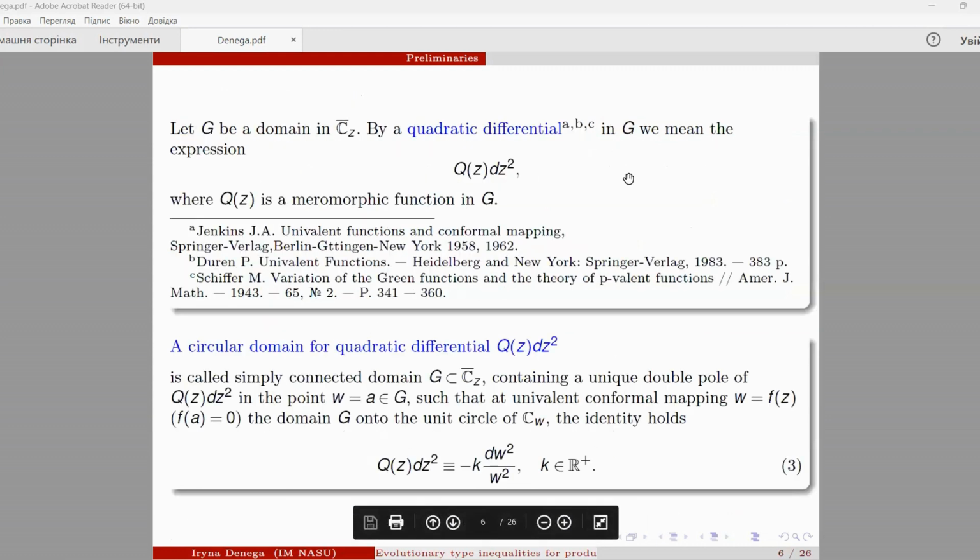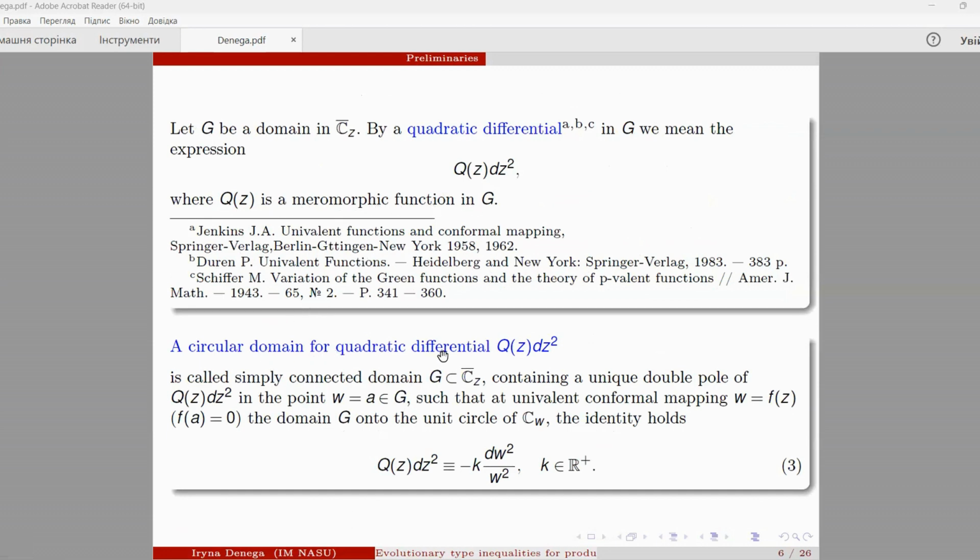Consider the definition of a quadratic differential. Let G be a domain in the complex plane. By a quadratic differential in G, we mean the expression Q of z dz squared, where Q of z is a meromorphic function in G.